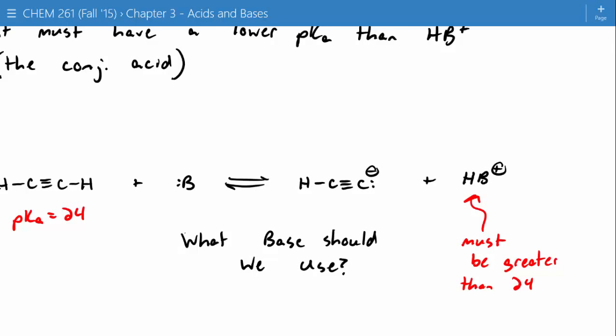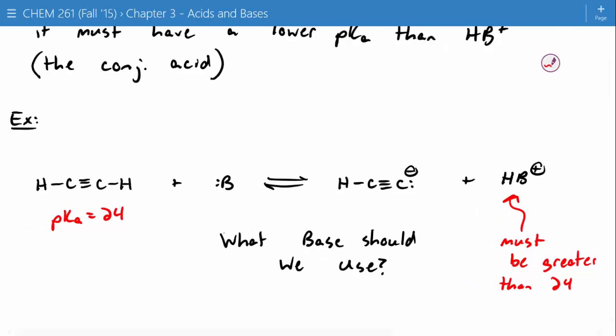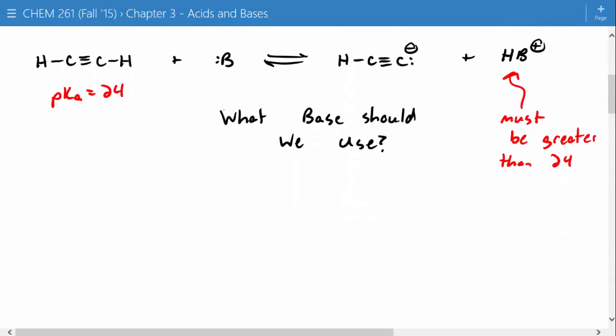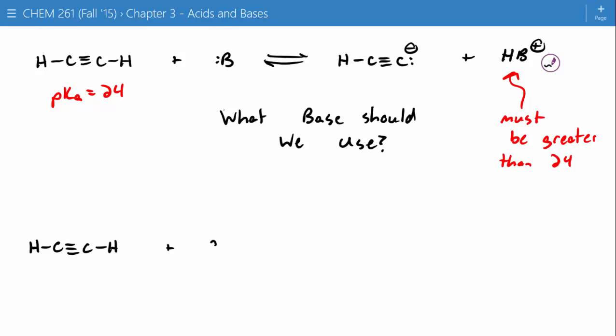All right, so what we do is we can go through our acids and bases handout, but first let's take a look at some examples and try a few different bases. So let's do one example, and let's say I've got our acetylene, and the base I want to use this time is hydroxide, so something like sodium hydroxide. We'll have this in equilibrium. We'll try to form acetylide.